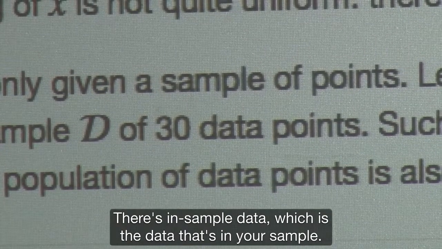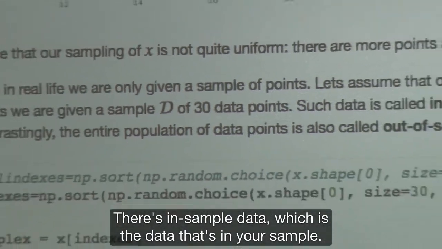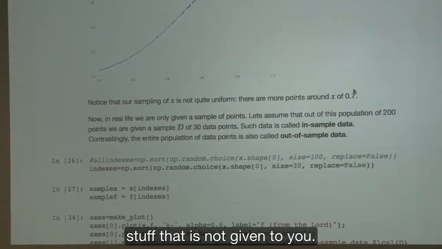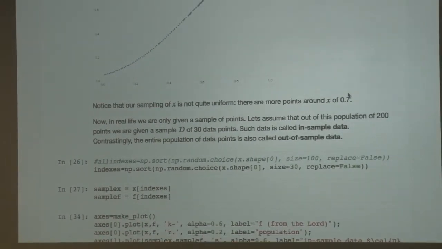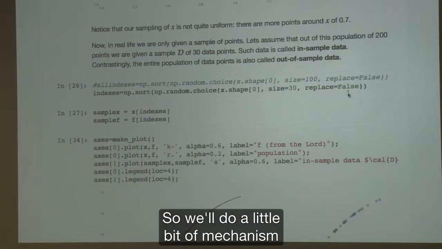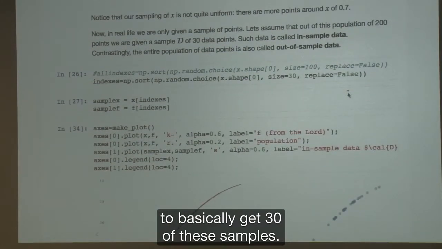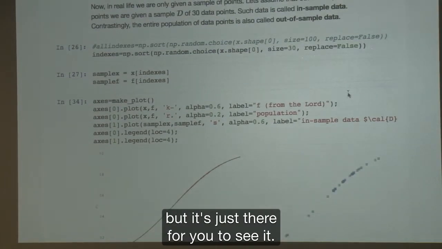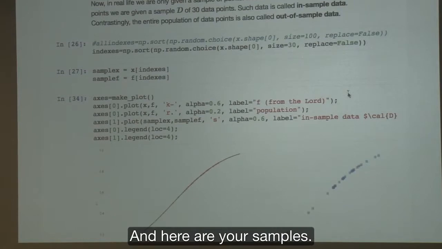There's in-sample data, which is the data that's in your sample, and the entire population can be called out-of-sample data, i.e. stuff that was not given to you. Okay, so we'll do a little bit of mechanism to basically get 30 of these samples. Not really important from the perspective of this, but it's just there for you to see it. And here are your samples.